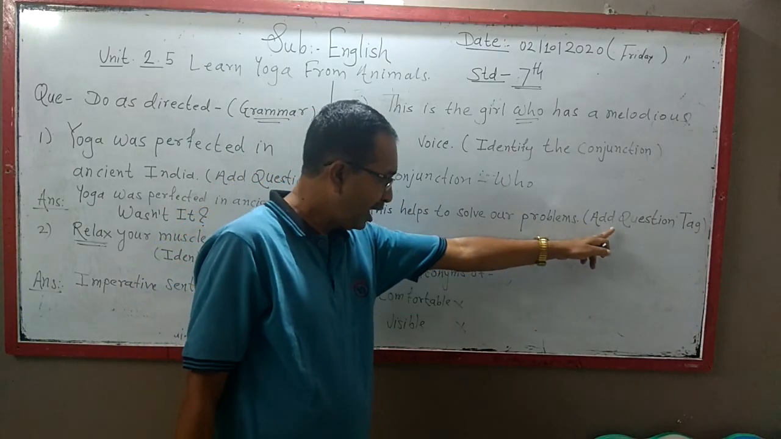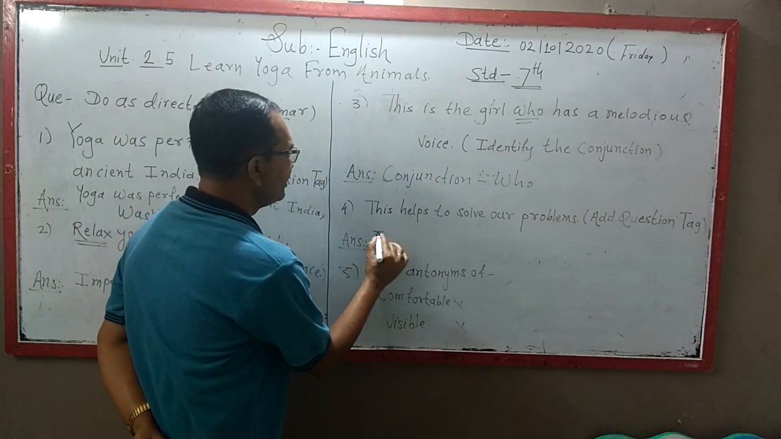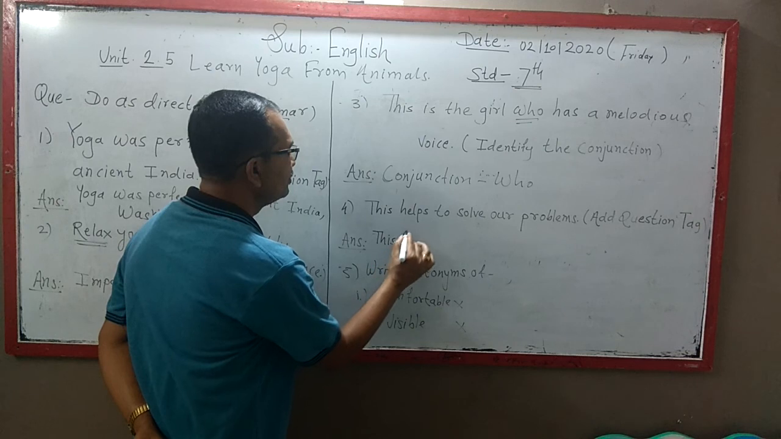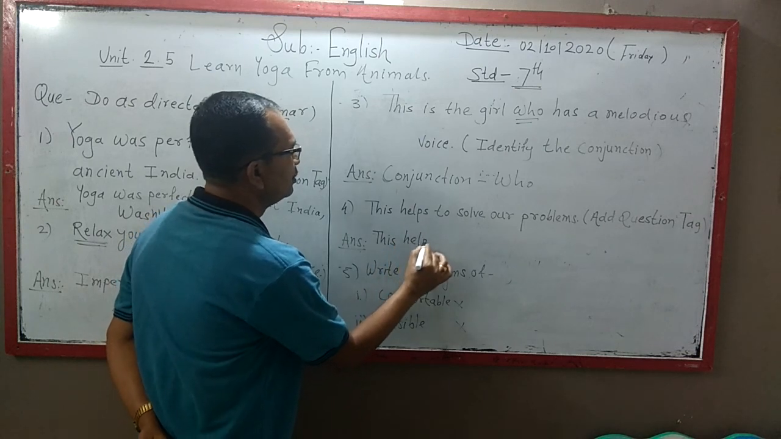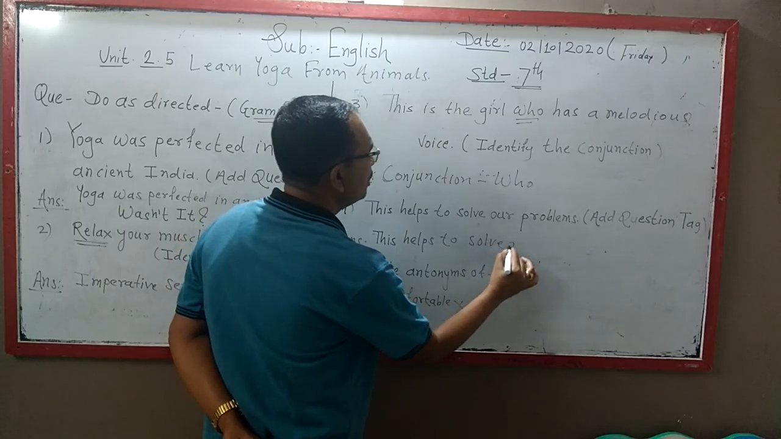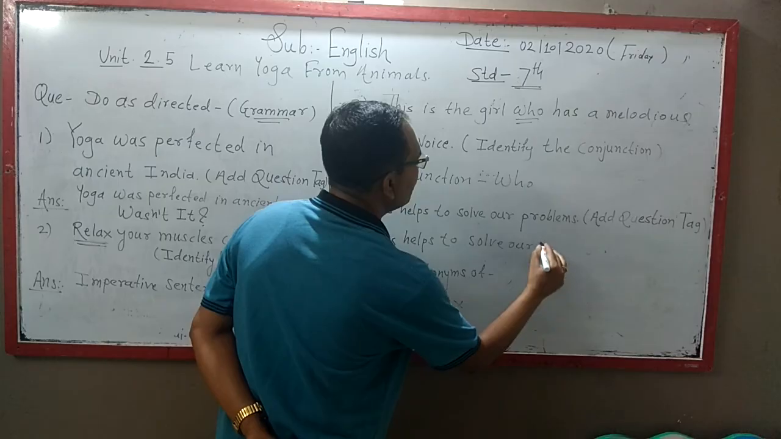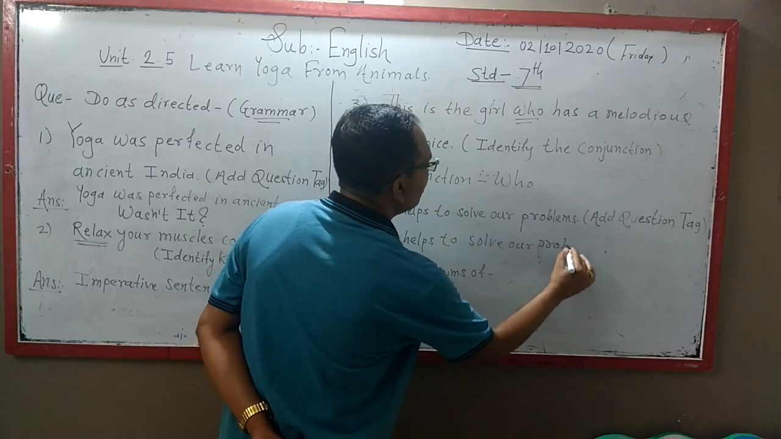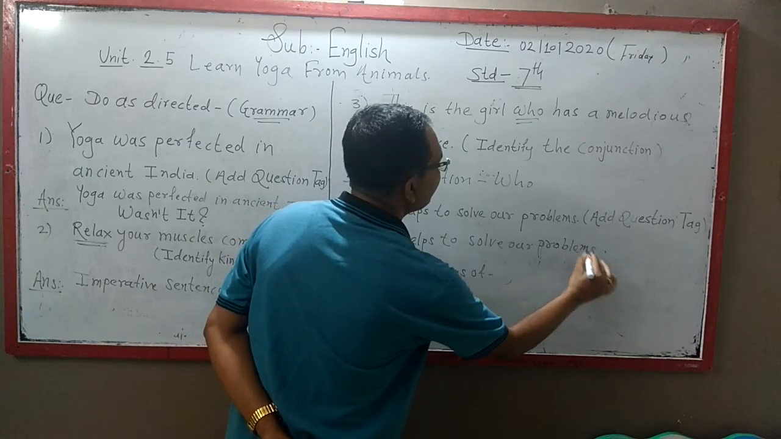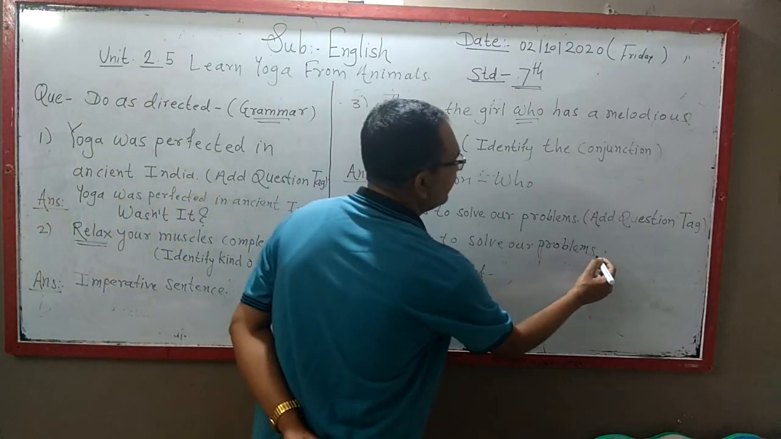Again you have to add a question tag. What is the formula? Write the sentence as it is first. This helps to solve our problems. Okay, I have written the sentence as it is. Then what will you do? Make the comma after the sentence.